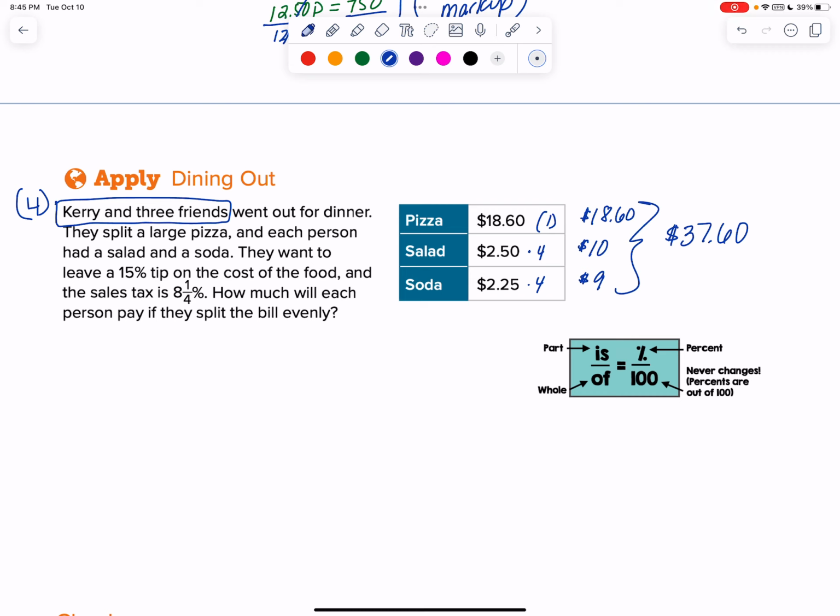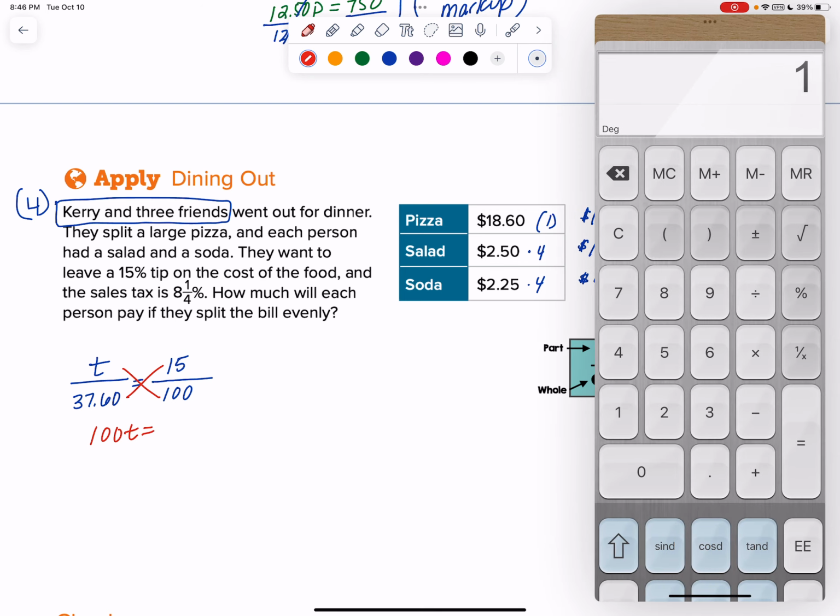We're thinking about yesterday, how we did that. We don't know what the tip is, but what is the whole price prior to tip? Well, it's $37.60. I have to slow down and think about yesterday, think about today, think about all the pieces here. They want to leave a 15% tip, so the percentage goes on top and it's always over 100. This will tell me what the 15% tip is. We can do our means extremes, and we have 100t equals 15 times 37.60, which is 564.